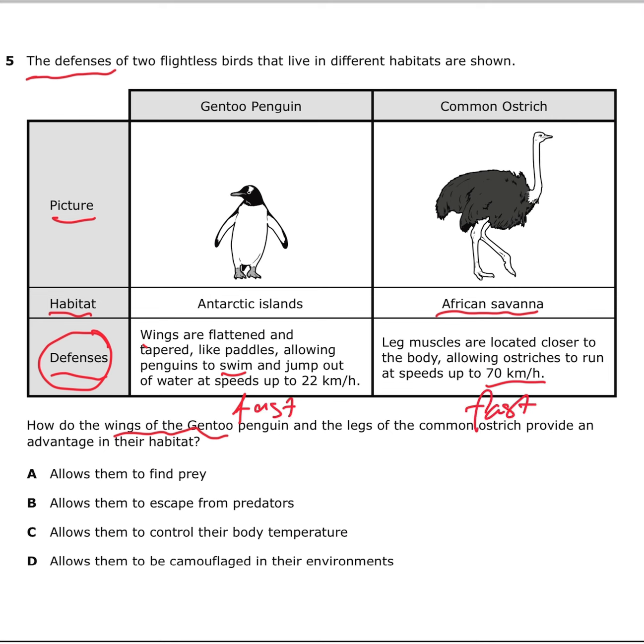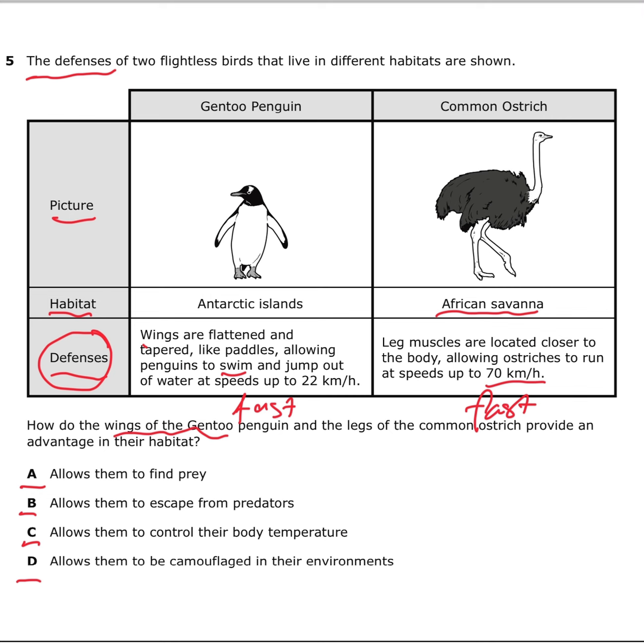And if you look at the question and answer choices, A says allows them to find their prey. B says allows them to escape from predators. C says allows them to control their body temperature. And then lastly, D says allows them to be camouflaged in their environment. So I will eliminate the ones that don't make any sense.